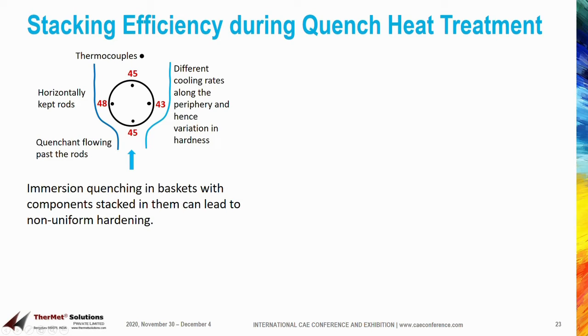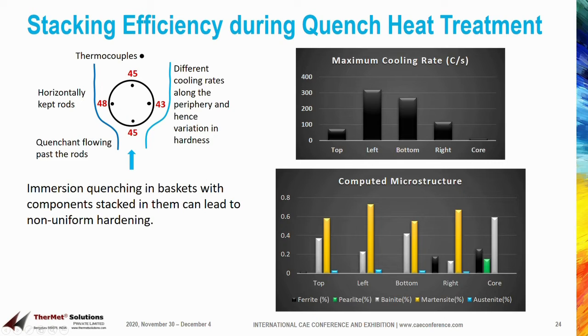The data was used as input to InverseSOLVER and the results showed the maximum surface cooling rates varied widely from 73 degrees centigrade per second at the top to 320 degrees centigrade per second on the left side, with the maximum heat flux showing similar variations.